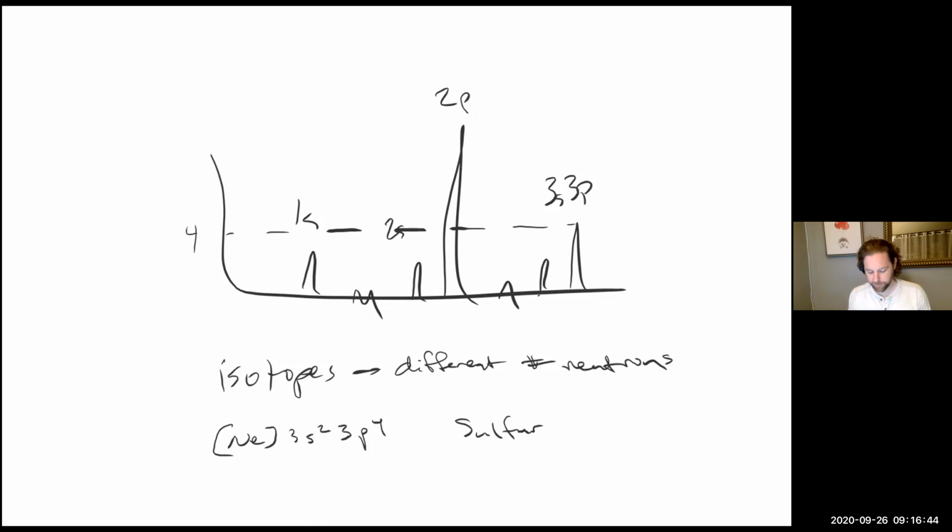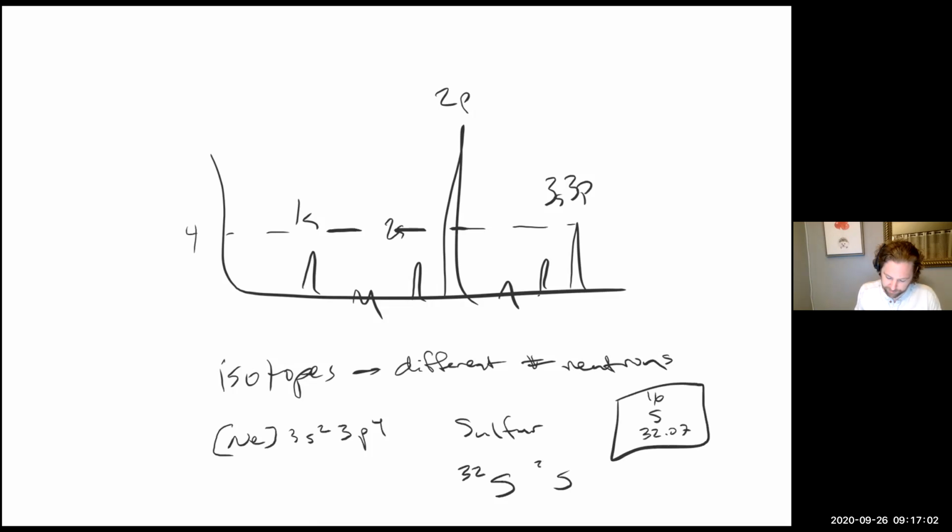Well, if we look it up on the periodic table, it says 32.07 for sulfur, which is an average mass. So we can assume that there's some isotopes smaller, some isotopes larger. So it could have sulfur 32, let's say sulfur 33, and 34 just for kicks. Let's say these are possible isotopes of sulfur, where the vast majority of sulfur is going to be sulfur 32, since the average is really close to that. The only difference between these is neutrons.